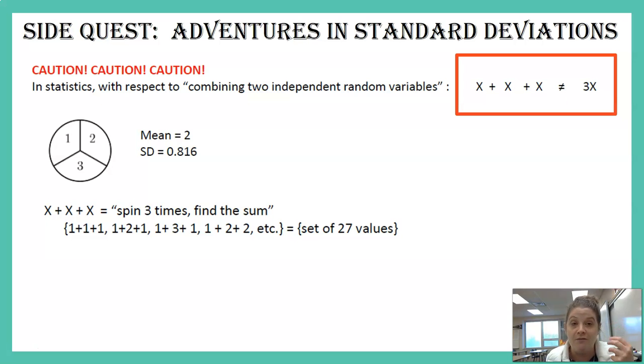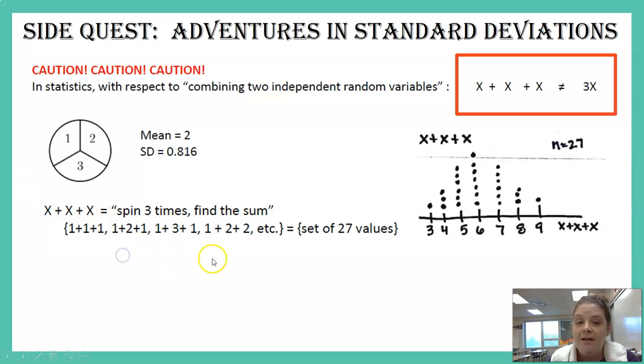Now, if there's 3 ways to spin the first time and 3 ways to spin the second time and 3 ways to spin the third time, we're talking about a set of 27 values. And it's every combination. So 1 plus 1 plus 1, 1 plus 2 plus 1, 1 plus 3 plus 1, 1 plus 2 plus 2, etc. All the different ways that you could spin those 3 spinners. Okay, so if I think about this in terms of those 27 values, this is what this would look like.